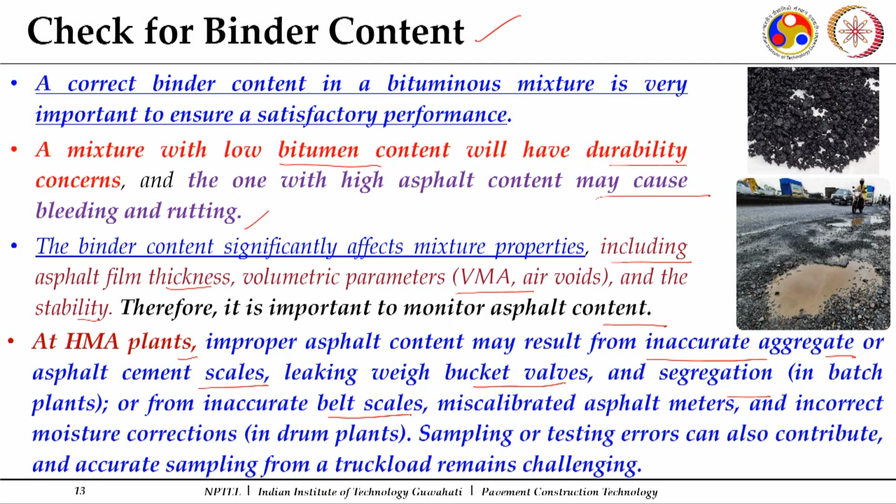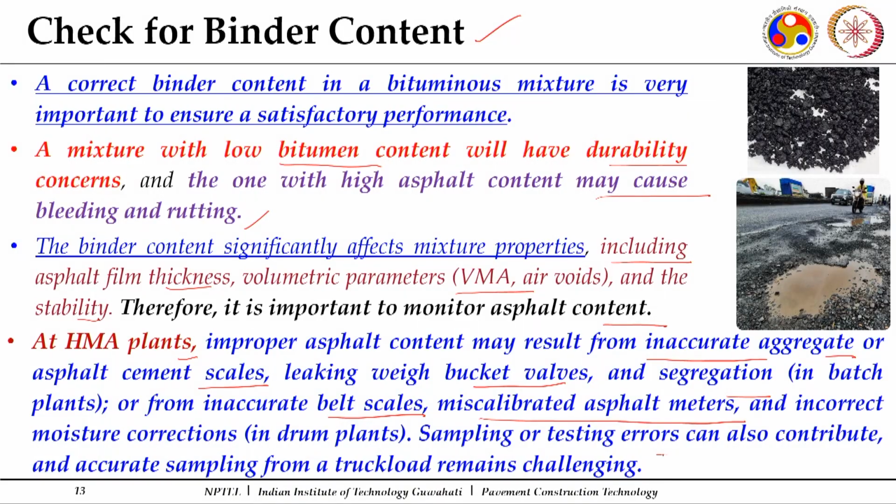Or from inaccurate belt scales, and specifically miscalibrated asphalt meters, because the asphalt meters also need to be calibrated. Incorrect moisture corrections may also be there, because, as I mentioned, normally we go for the drying and heating of aggregates. Depending upon the capacity of the plant, normally we are able to address moisture contents from 2% to 6%. Sampling or testing errors can further contribute to this variation in the binder content.